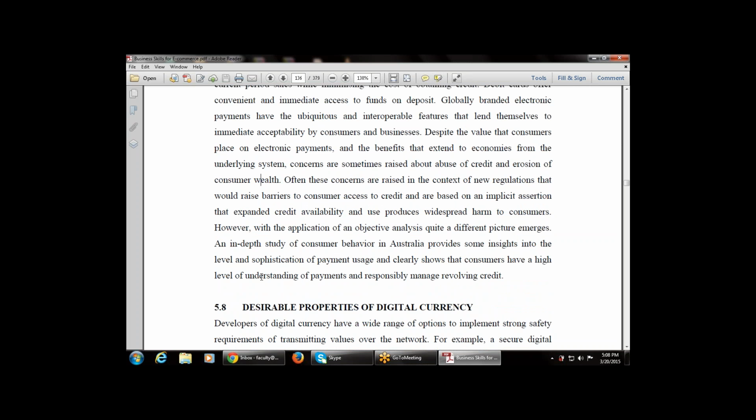However, with the application of an objective analysis, quite a different picture emerges. An in-depth study of consumer behavior in Australia provides some insights into the level and sophistication of payment usage, and clearly shows that consumers have a high level of understanding of payment and responsibly manage revolving credit.